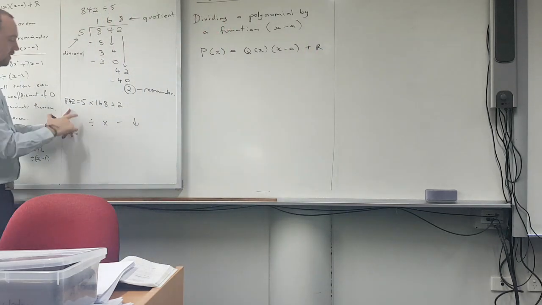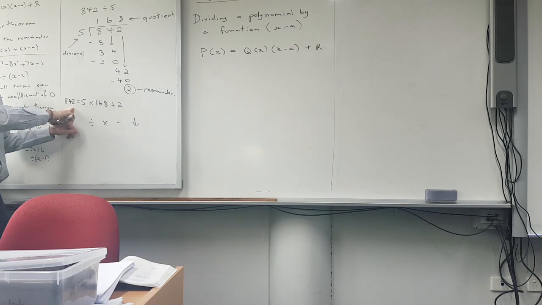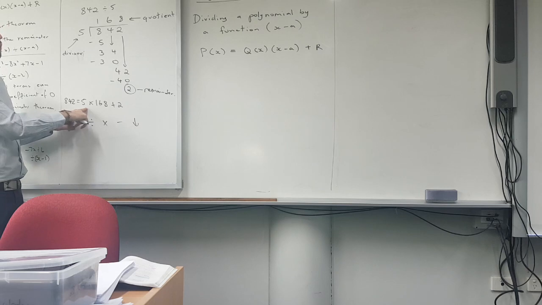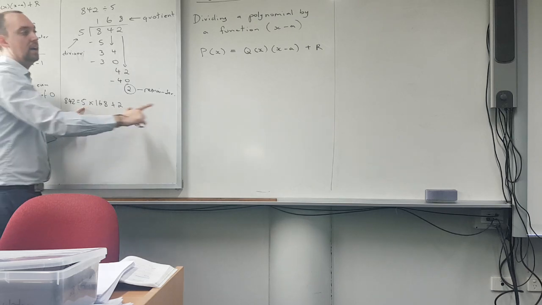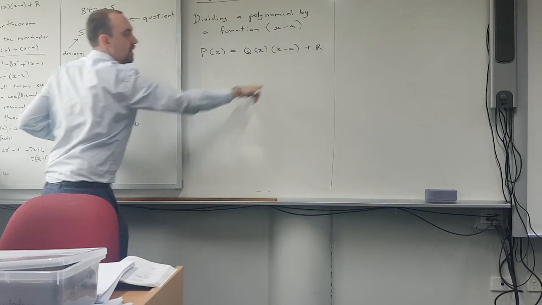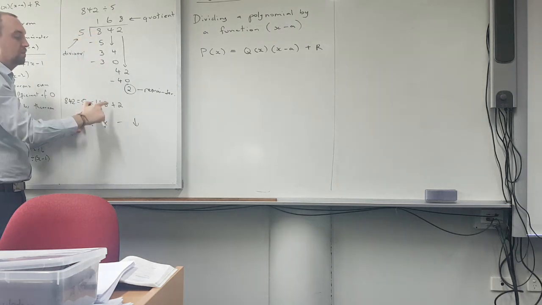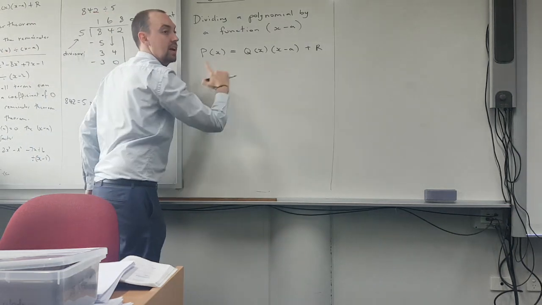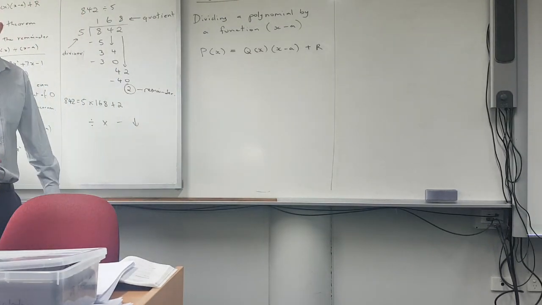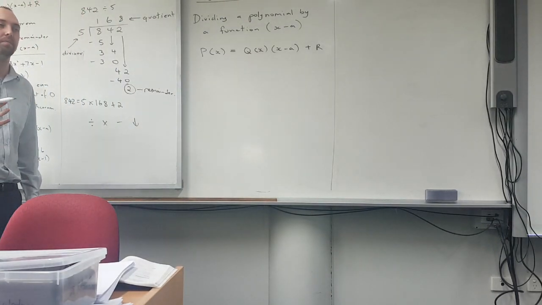Same thing here. We had what we were dividing. In this case, we're going to be dividing our polynomial. We are equal to what we divided by, this part here, times by my quotient, that's what was on top, plus my remainder. They're the same thing.